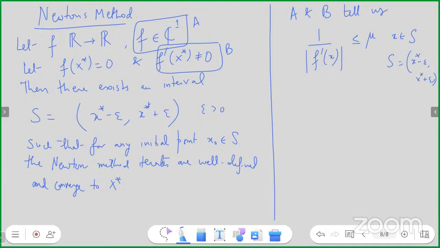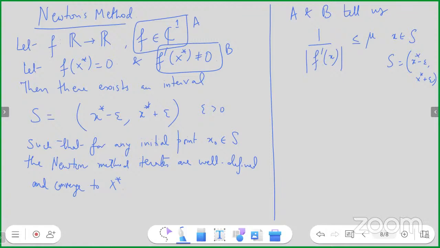What am I doing here? Taking the modulus. I know that f prime of x star is not 0, so I can divide after taking the mod, and there exists a mu. So mu is some bound on that. So lots of there exists.